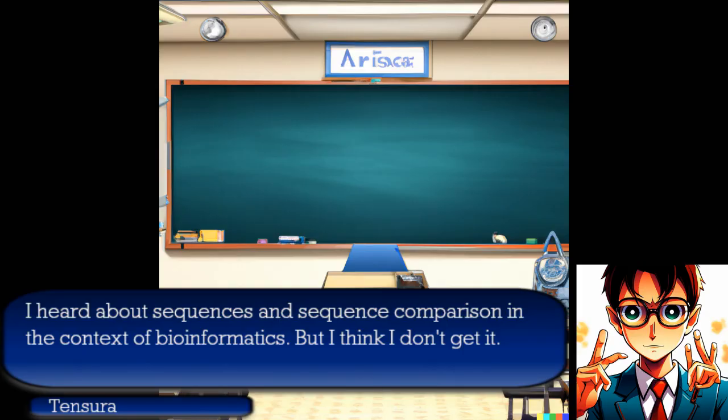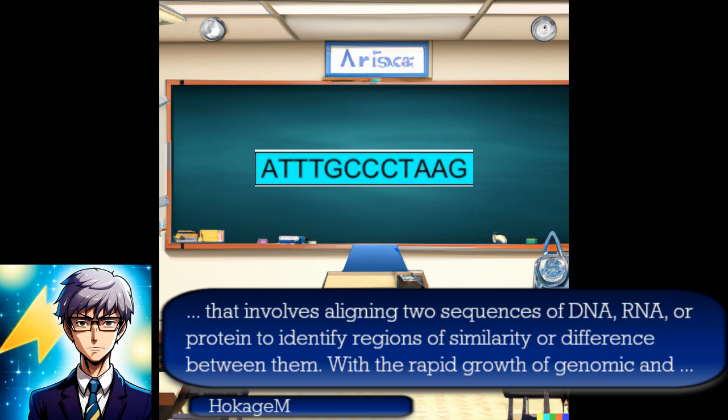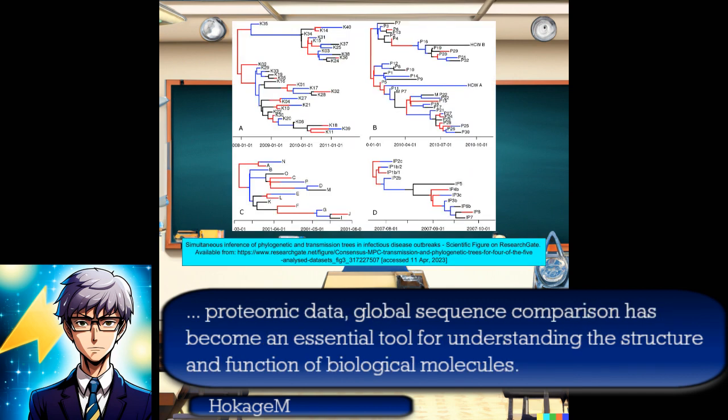I heard about sequences and sequence comparison in the context of bioinformatics. But I think I don't get it. In bioinformatics we often look at DNA sequences, which is a string of nucleotide bases, A, T, C, G. Sequence comparison is a fundamental concept in bioinformatics that involves aligning two sequences of DNA, RNA, or protein to identify regions of similarity or difference between them. With the rapid growth of genomic and proteomic data, global sequence comparison has become an essential tool for understanding the structure and function of biological molecules.